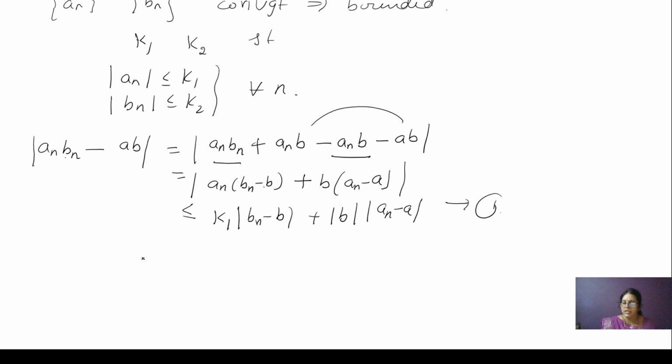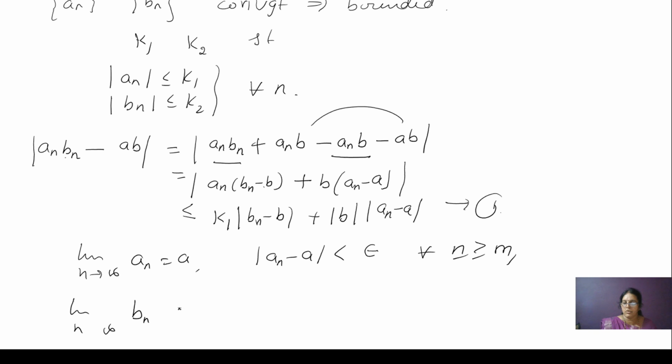Now we have a relation that the limit as n tends to infinity of a_n equals a. So applying the definition, mod a_n minus a is less than epsilon, actually it is less than epsilon for every n greater than or equal to m1. Similarly, the limit as n tends to infinity of b_n is equal to b. This implies mod b_n minus b is also less than epsilon for every n greater than or equal to another number m2.